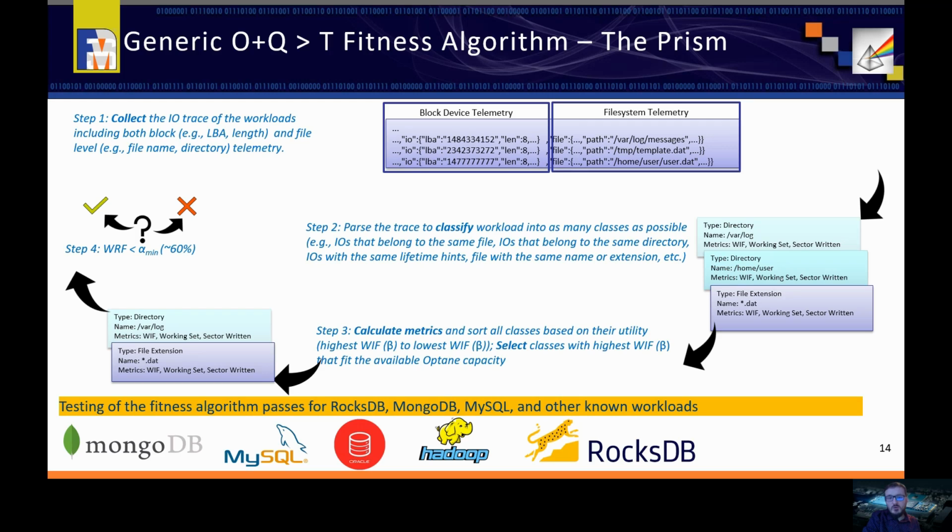We tested this algorithm for various databases, for various applications, and we got the same results as Michał got. So for example, for the MongoDB database, we indicated the journal directory as the one which is supposed to be placed on Optane.